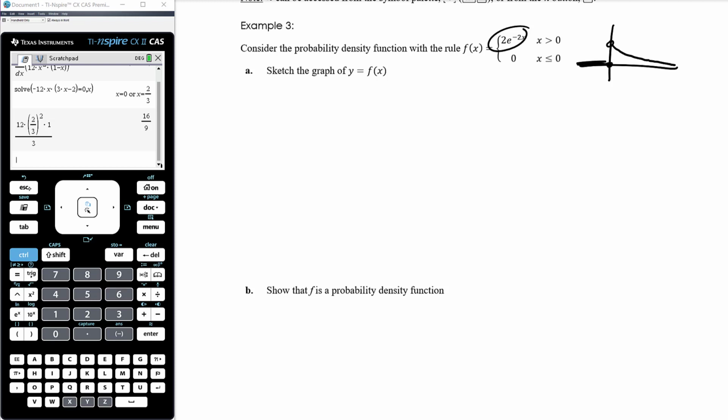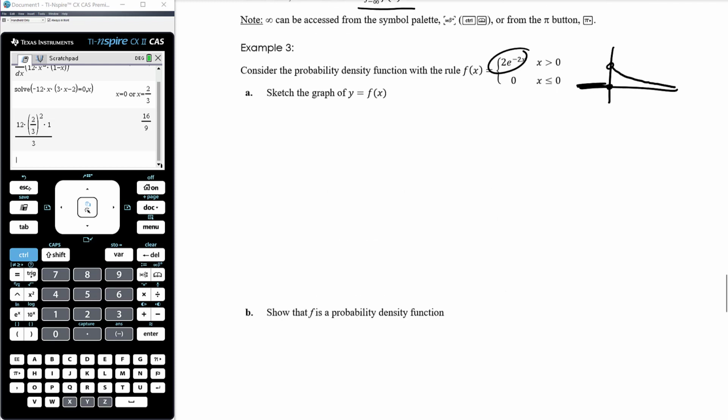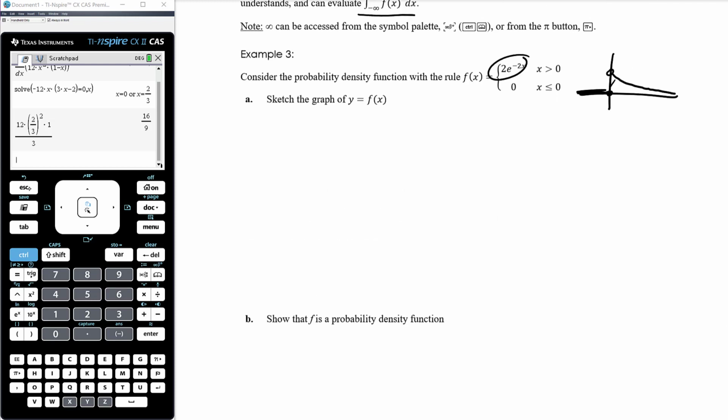Okay. So we need to show in part A, well, sketch the graph, sorry. I'll do it more precisely here. I didn't realise it was asking me to do that. And then we're going to need to show in part B that it's a probability density function. So we're going to need to show that this total area, which is an infinite area, is equal to 1. So we're going to need to integrate to infinity. So let me just do that graph sketch properly.